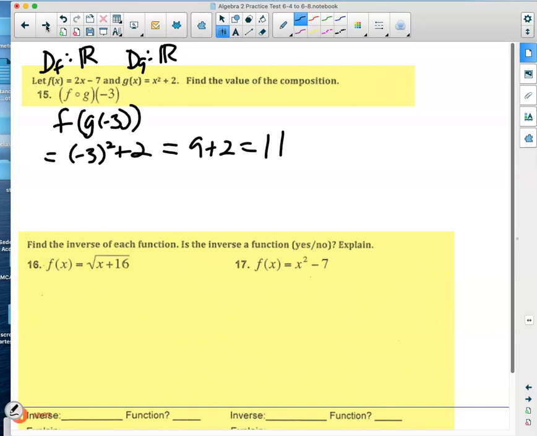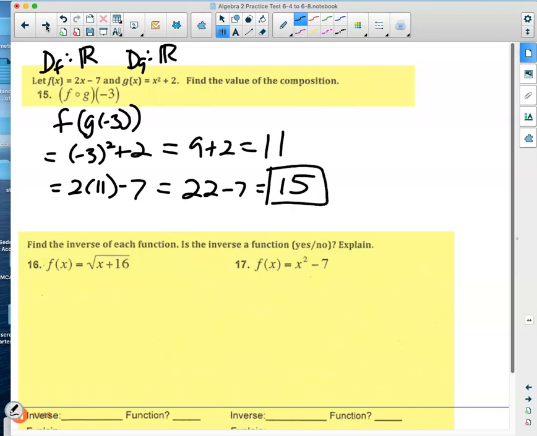Why? We didn't put it in the other one yet. We didn't put it in F. So now 11 has to go into F. There's some basic math there. 22 minus 7. And we've got it.